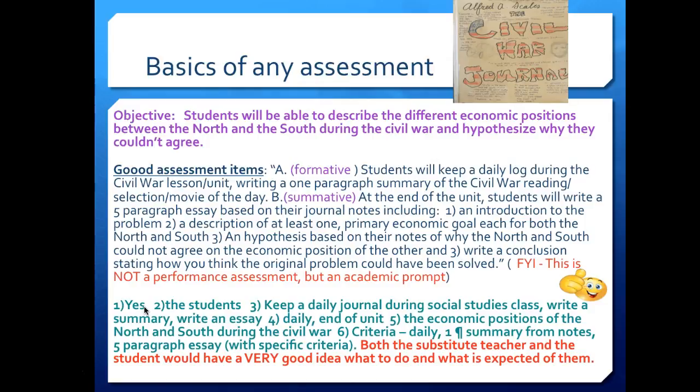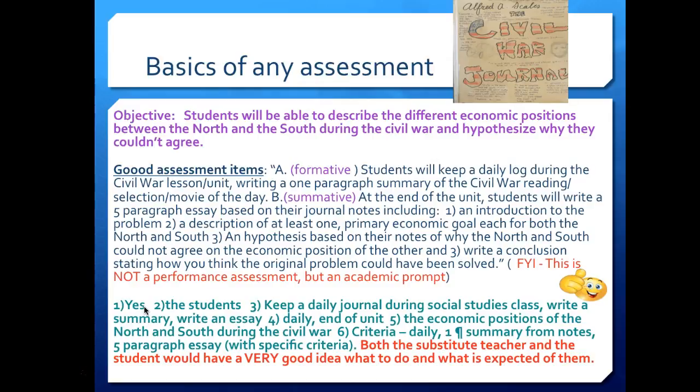This is in two parts. The formative, but if you notice, they're intimately related, these two parts. The students will keep a daily log, so we know when, during the Civil War lesson unit, writing a one-paragraph summary. We know what, we know where, we know what it's about, of the Civil War reading, and I can keep track of that with a checklist. I know that they've done it, and I can walk around and look and see if they're understanding and ask them questions if they don't, of the Civil War reading selection or movie of the day.